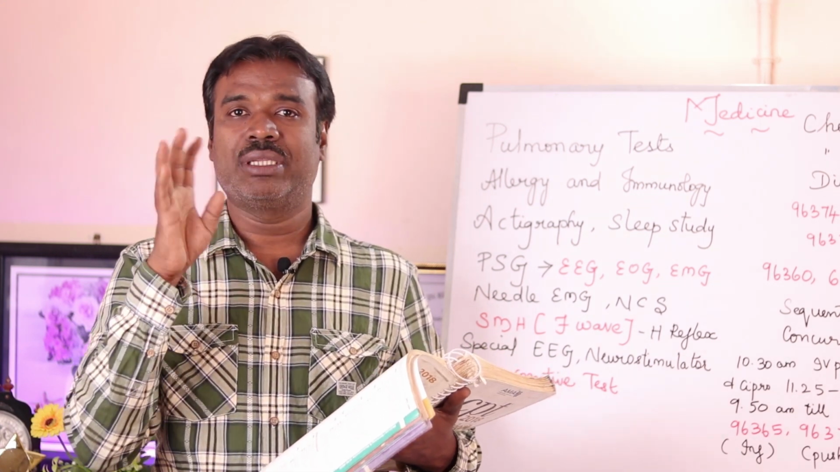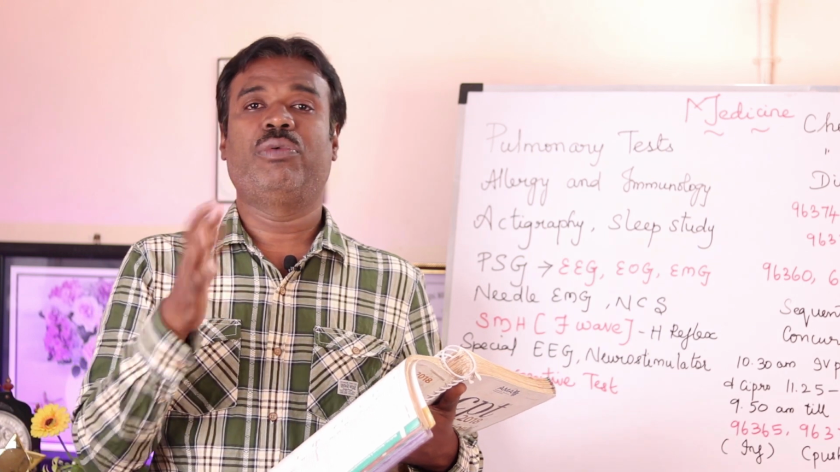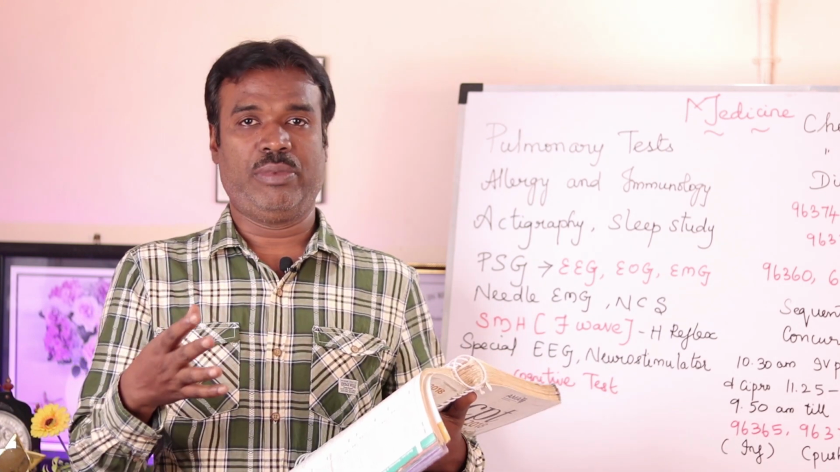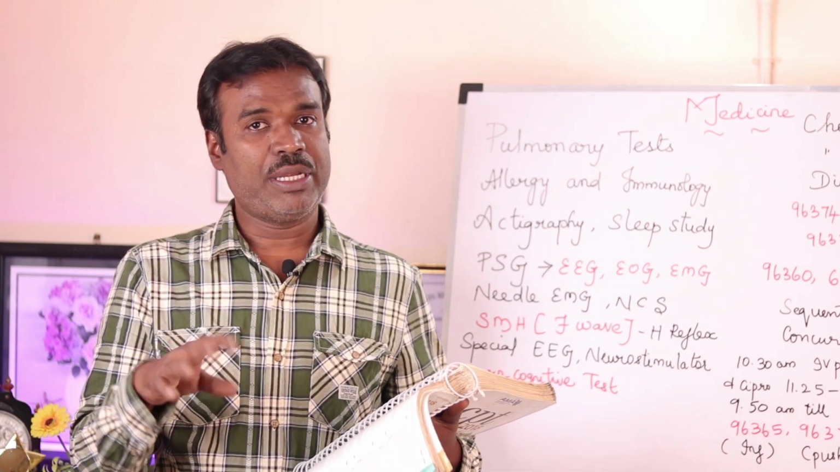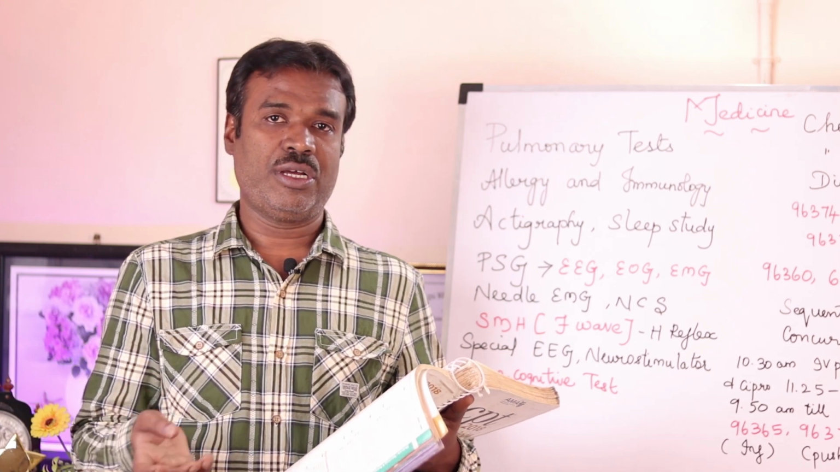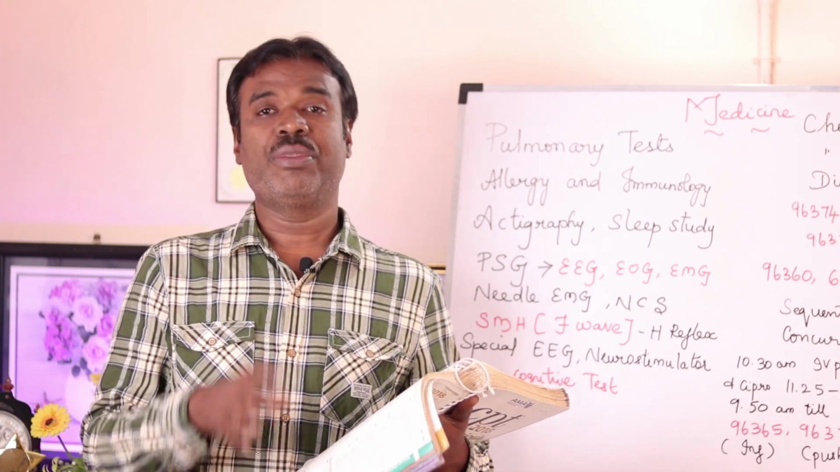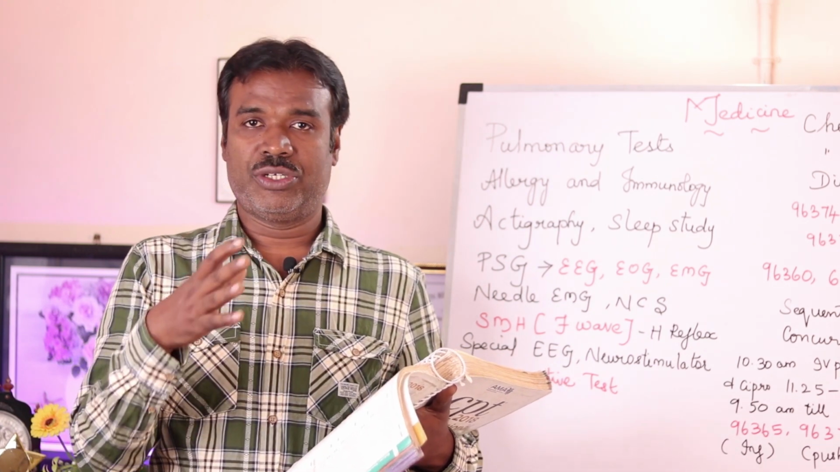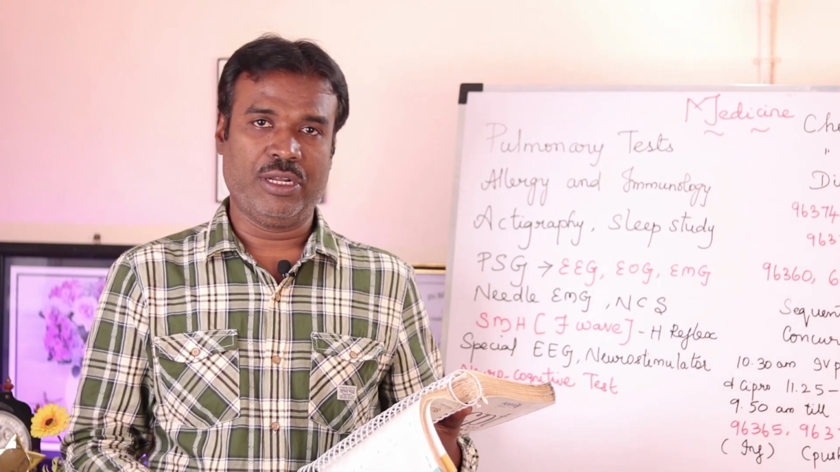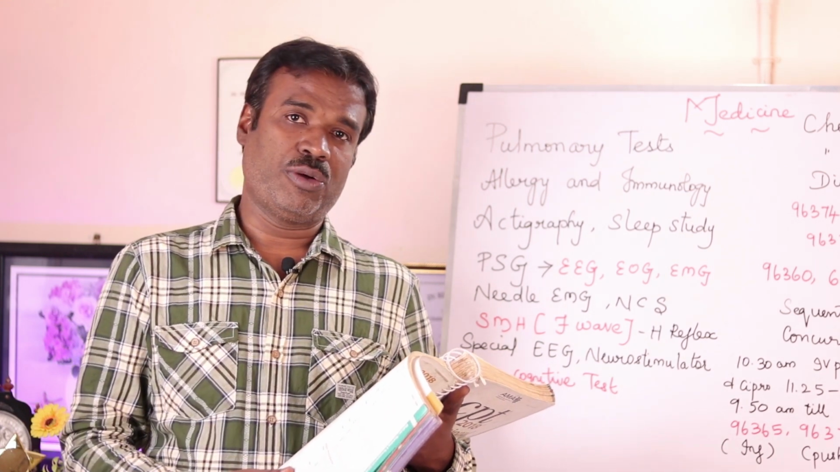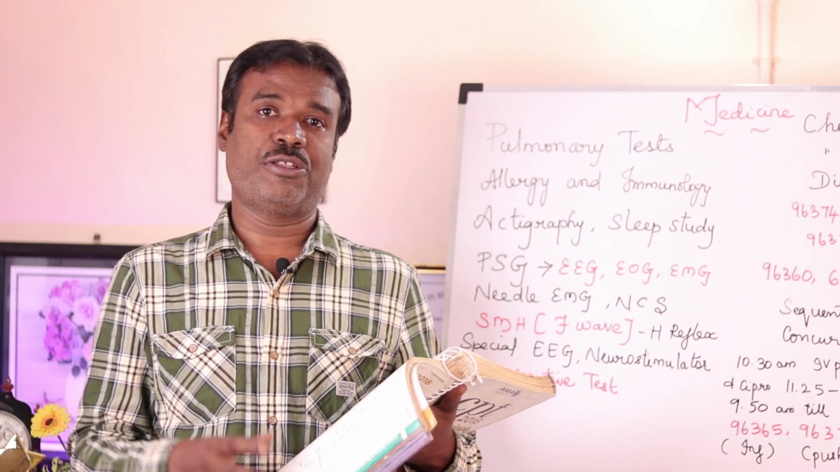So if up to 3 parameters are studied, we would take them as a simple neurostimulator. If more than 3 parameters are studied, we can take that as a complex neurostimulator. We have separate codes for intracranial, spinal, and peripheral. So you can select the appropriate codes based on the programming that is being done.